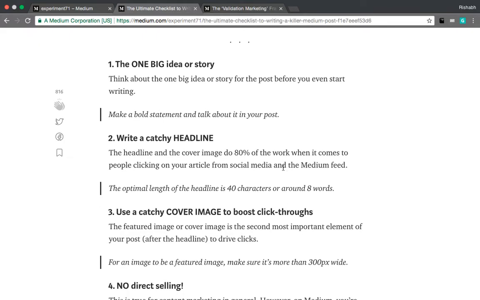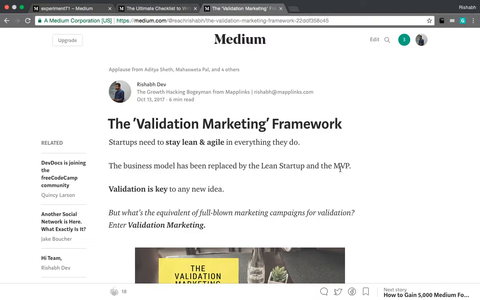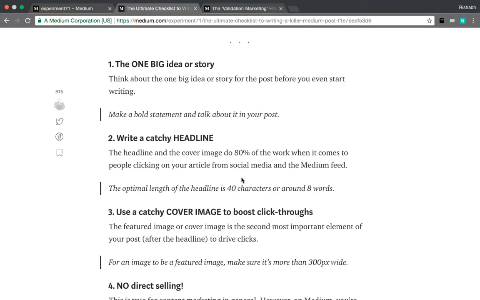So the first thing is the one big idea or story. Every article has one major idea, which I think this article already meets, which is the validation marketing framework. It talks about a new framework for marketing, which is validation marketing. So if you're starting out, if it's a new article that you're working on, make sure it conveys one major idea, or it has one underlying story, which could be your experience. It could be about a product, but then you don't sell directly. You have a story around the product or something like that. So it has to be one single core concept in the article.